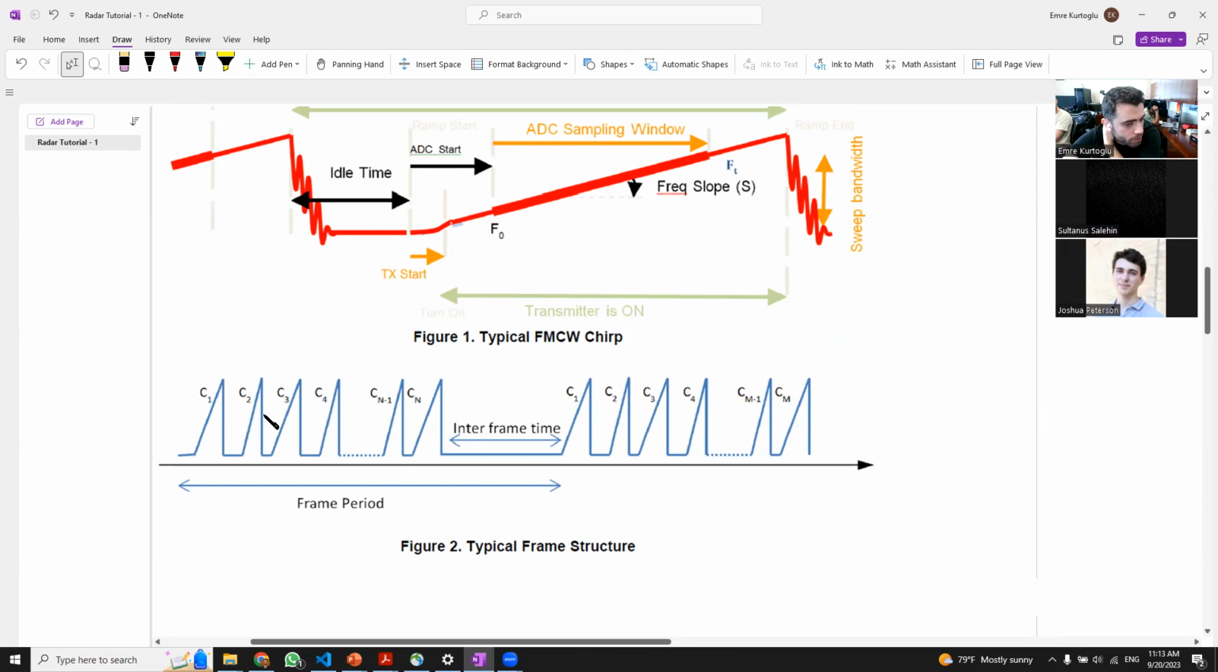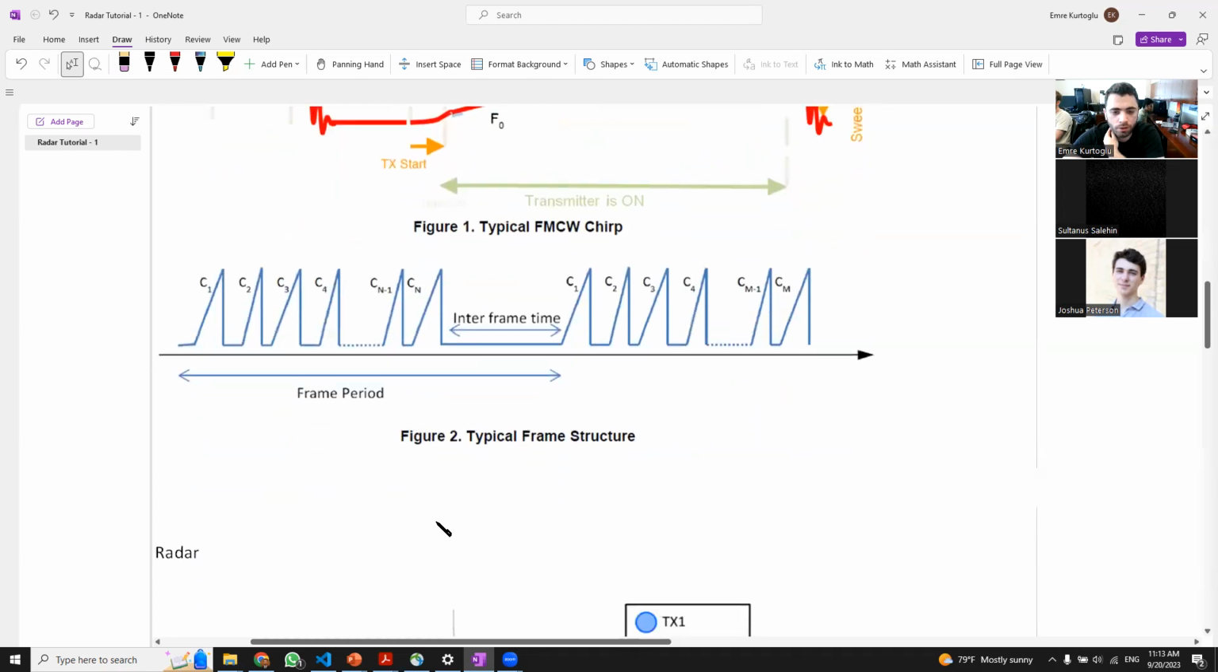So here basically we are sending n chirps in a frame, and after a frame we have some idle time. This time is called interframe time, and this time interval is usually used for processing data. All the chirps that we collect here are processed in this time interval, and then we start transmitting the next chirp sequences for the next frame period.